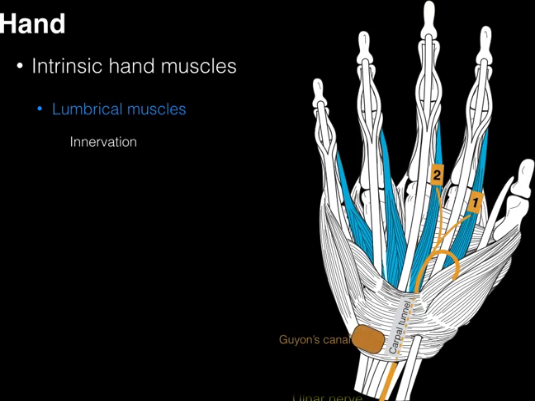Now, the ulnar nerve courses through Guyon's canal and it innervates the hypothenar muscles. It innervates many of the other intrinsic hand muscles, including the third and fourth lumbrical, or the lumbricals that act on the ring finger and the pinky. And so if you can remember what nerves innervate the two bellies of the FDP, you'll always remember what nerves innervate these two different lumbrical muscles.